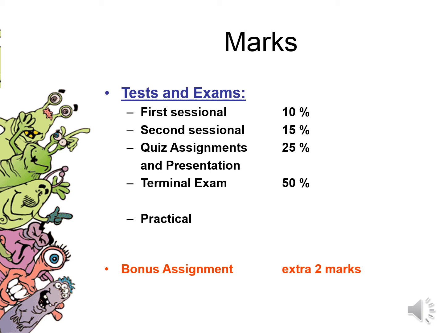So this is the breakdown of marks. First sessional carries 10 marks, second sessional 15. Quiz and assignments plus presentations will carry 25% of the marks, and terminal exam would be of 50 marks. This is for the theory. For the practical parts, there would be sessionals as in case of theory and quizzes. For assignments, you have to make a lab notebook, which will carry marks. Apart from these, you can attempt a bonus assignment which carries the extra 2 marks apart from the 100 marks.